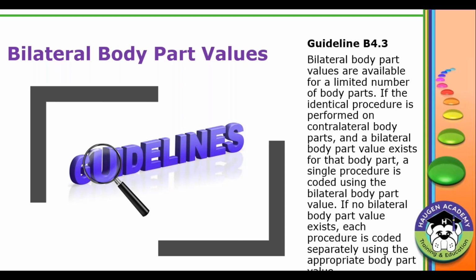And you will see that throughout the bronchoscopy coding session, that if they did something in the right upper lung lobe and the left upper lung lobe, there is no bilateral upper lobe. So you're going to have to assign 2 separate codes.